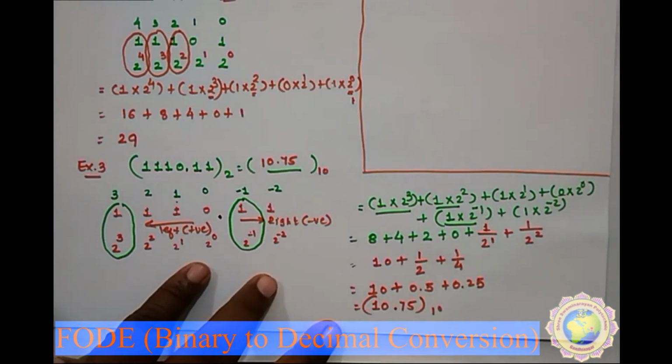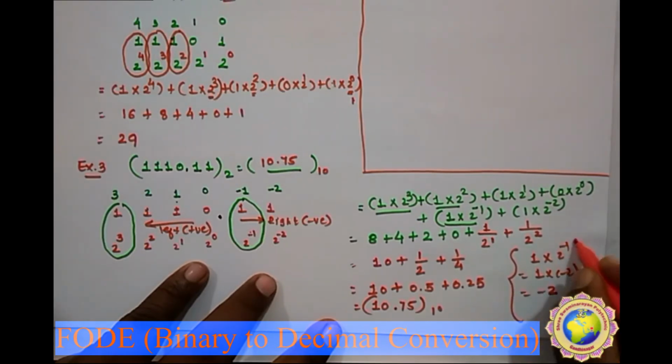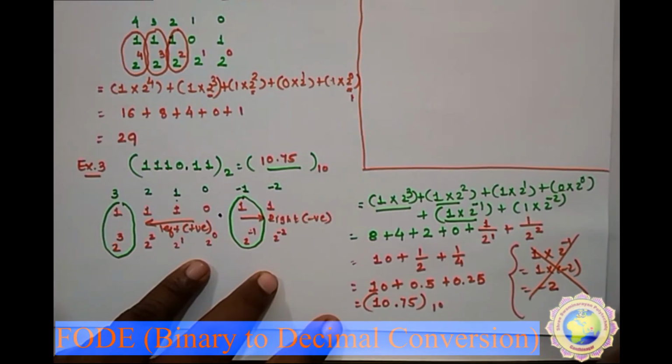One thing to remember: some students do it like this, 1 into 2 raised to minus 1 is equal to 1 into minus 2 is equal to minus 2. That is wrong. You have to move this power into the denominator and it will be converted into the positive power.